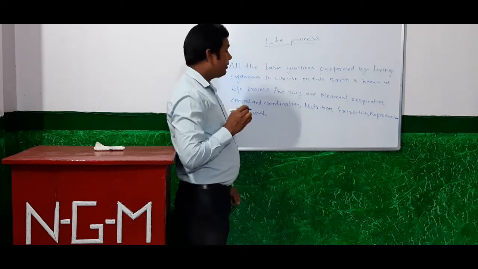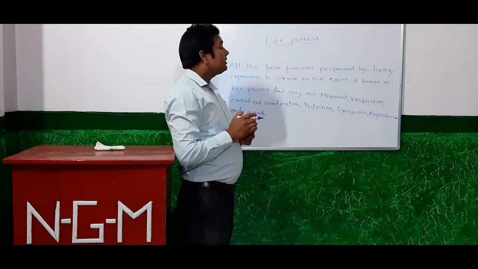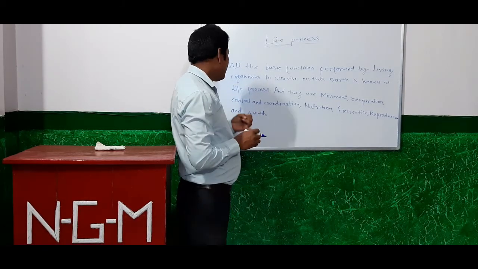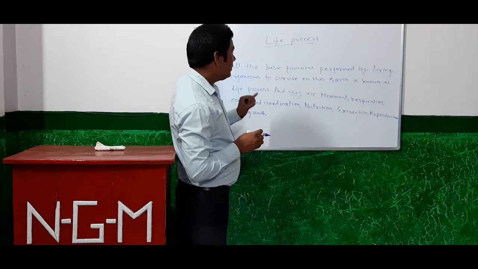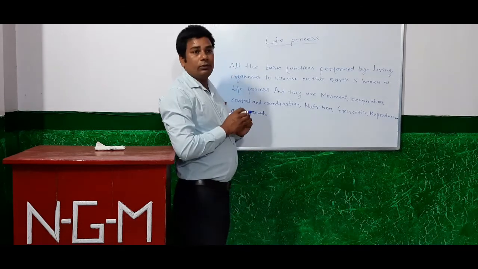Got it? All the basic functions performed by living organisms to survive on this earth is known as life process, and they are movement, respiration, control and coordination, nutrition, excretion, reproduction and growth.